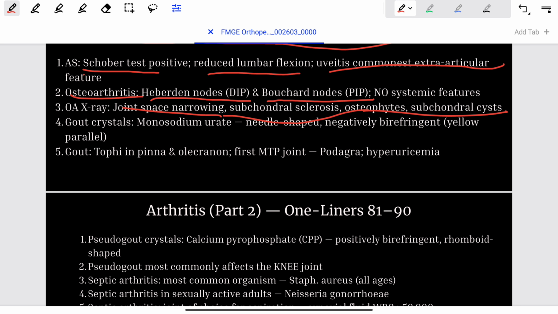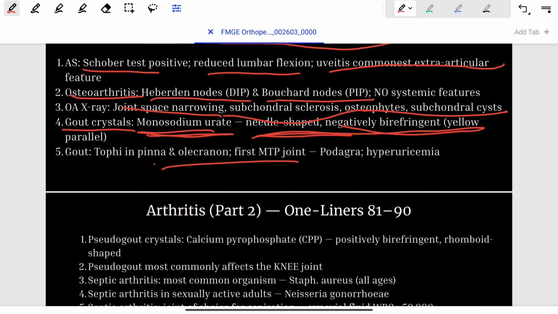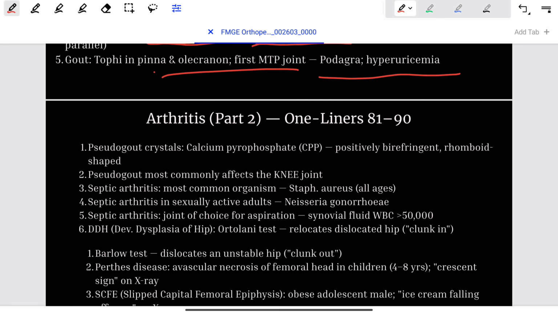In gout, monosodium urate crystals are seen, which are needle-shaped and negatively birefringent. Podagra involves the first MTP joint, and tophi commonly occur in the pinna and olecranon.